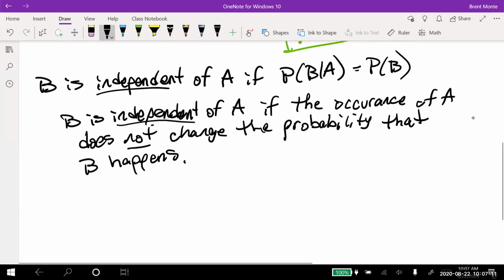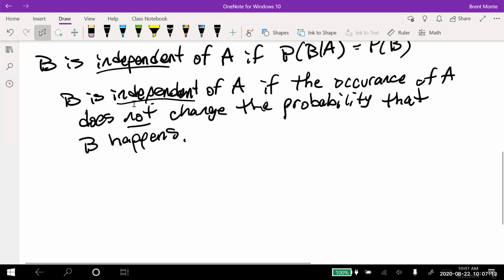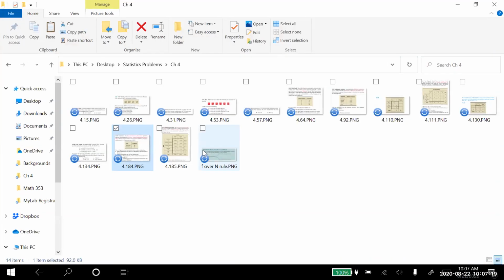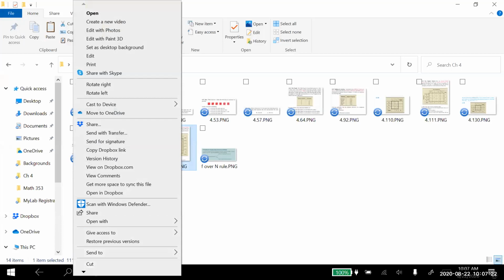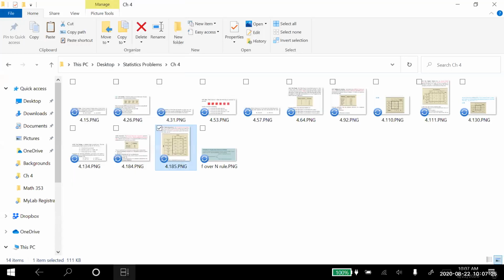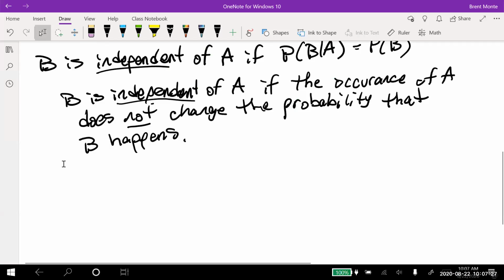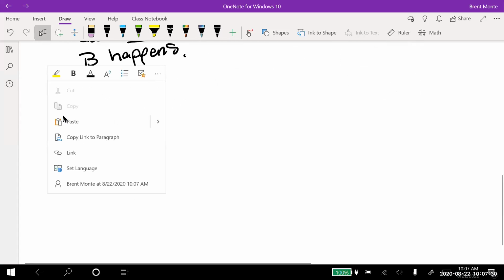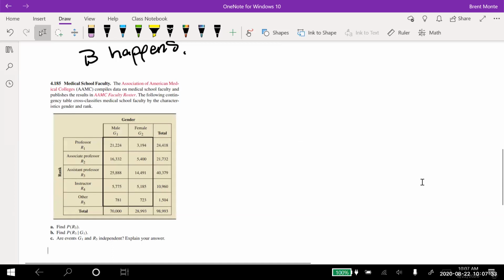But let me jump in. We'll do a problem so you can see how this works. So we'll do this last problem, 4185. There it is. As you can see, it's a pretty large problem. We'll paste that in right here. There we go. So it's a big contingency table. It says medical school faculty. The Association of American Medical Colleges compiles data on medical school faculty and publishes the results in the AAMC faculty roster. The following contingency table cross-classifies medical school faculty by the characteristics gender and rank.